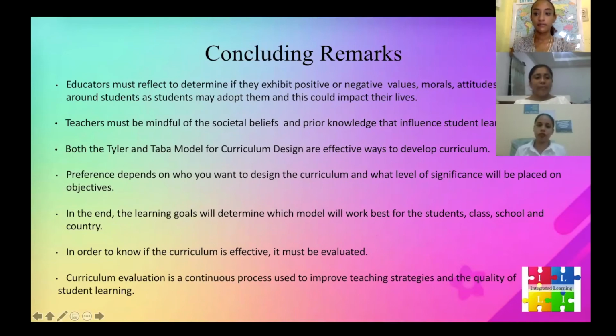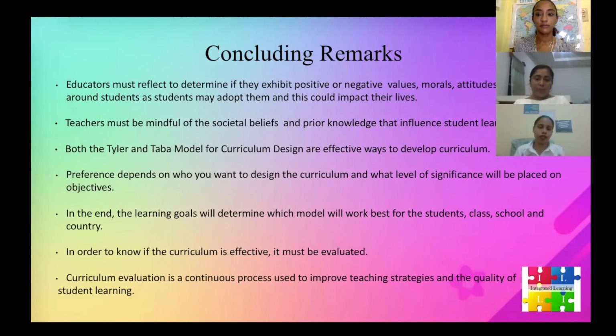Okay, so we have now reached our concluding remarks. Educators must reflect to determine if they exhibit positive or negative values, morals, attitudes, and behaviors around students, as students may adopt them and this could impact their lives. So as teachers, we need to be mindful of how we are conducting ourselves around our students. Remember, our actions speak too, not only words.